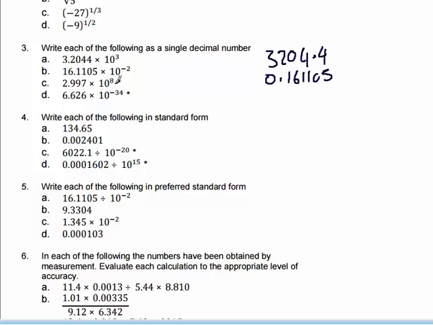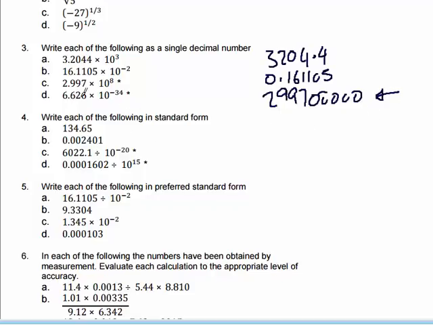Okay, the third one, part C. We're multiplying by 10 to the 8, which is 100 million, so we're going to get 2997, and that's 3 places, so we need another 5, which is going to be 0, 0, 0, 0, 0. So that's 1, 2, 3, 4, 5, 6. So that's 299,700,000. And there's a star next to it to say that's a special number, and it's actually the speed of light in meters per second.